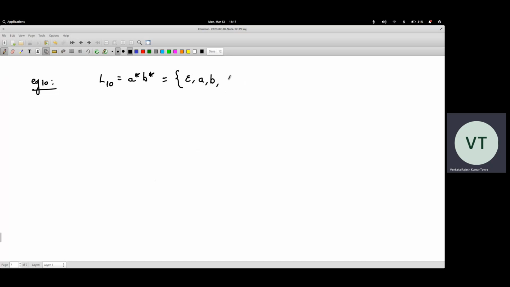Strings of length 2. First string in this is AA. A star, B star, any number of A's. So AA, then AB, then BA. It will not accept BA because order should not change. It will accept BB. And strings of length 3, AAA, then AAB, then ABB, then BBB.